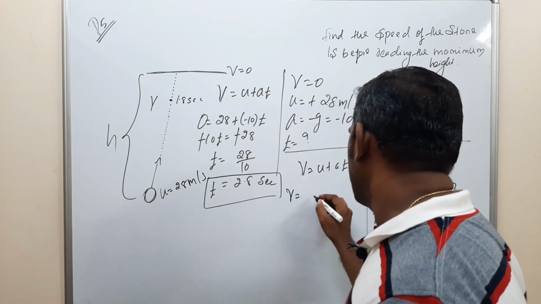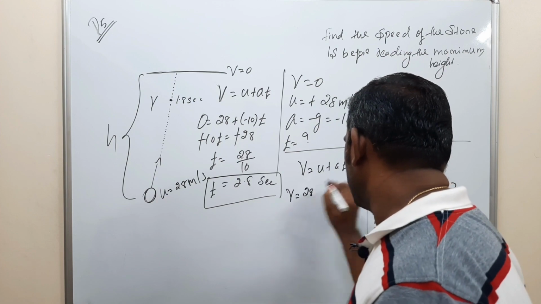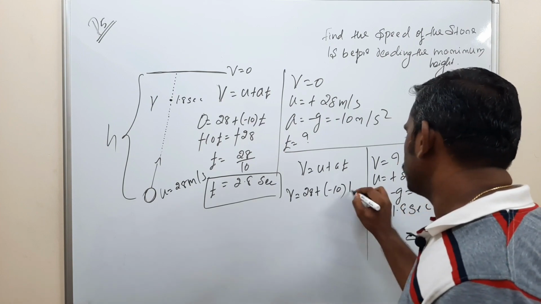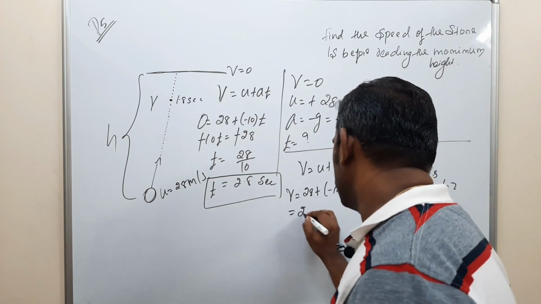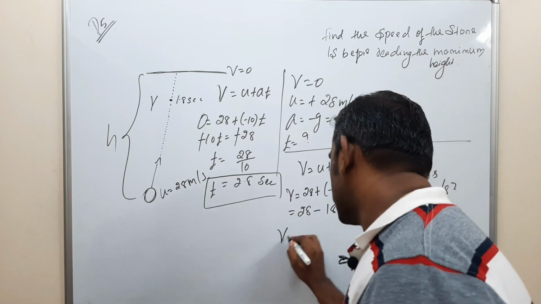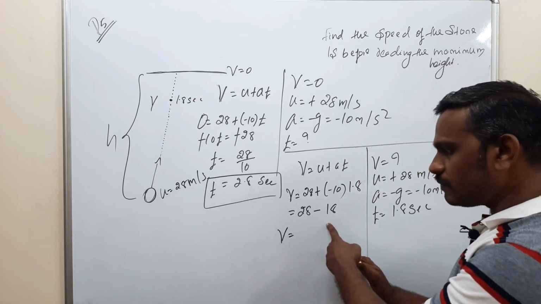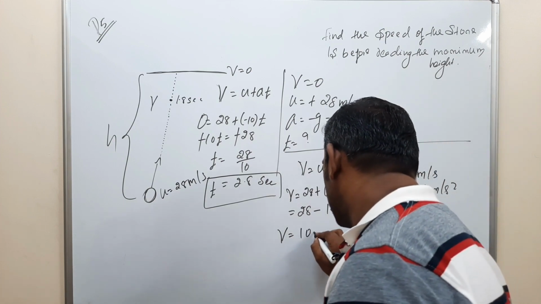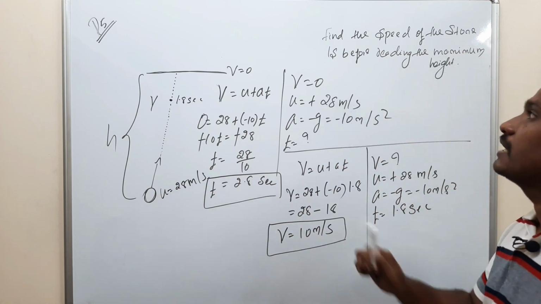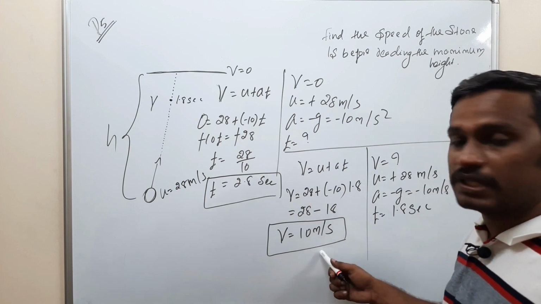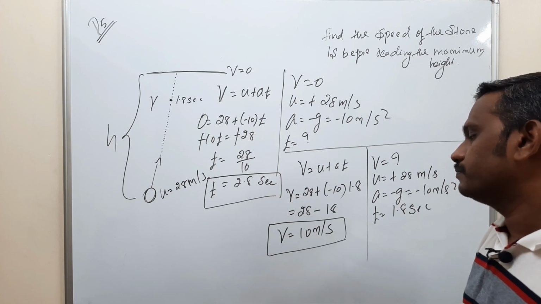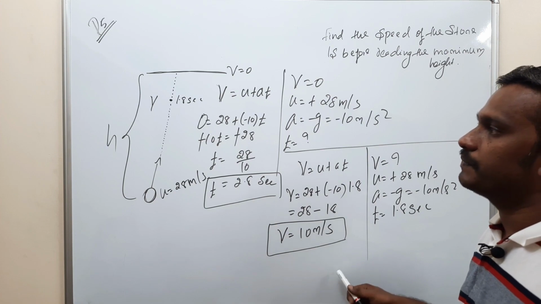So substitute the values. V is equal to U, what is U? That is 28, plus minus 10 into T, that is 1.8. So that is equal to 28 minus 10 into 1.8, that is 18. So V is equal to 28 minus 18, that is 10 meter per second. So V is equal to 10 meter per second. That is the speed of the stone 1 second before reaching the maximum height. Okay, so clear. So understand the concept.